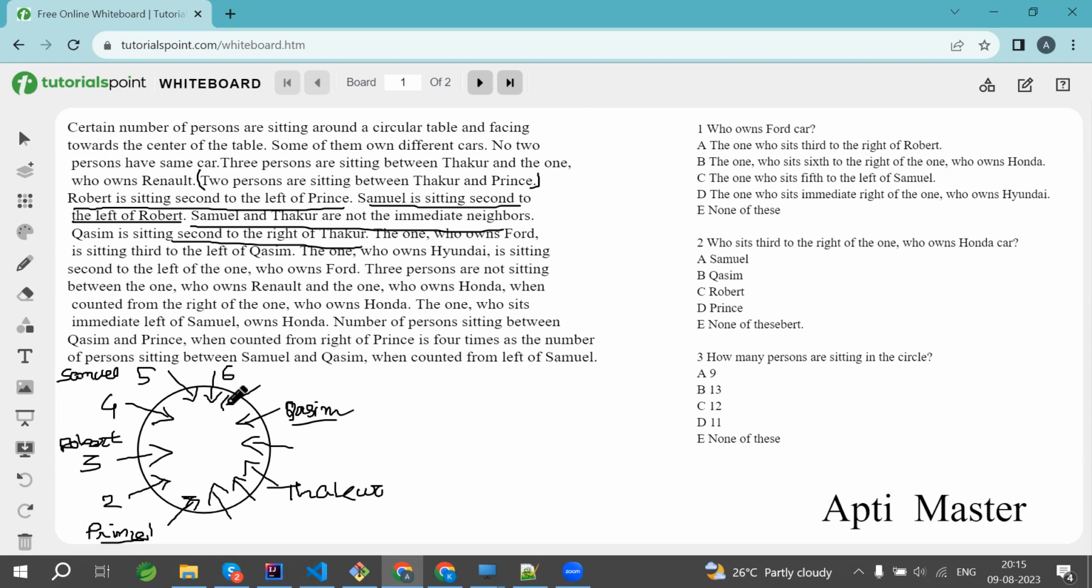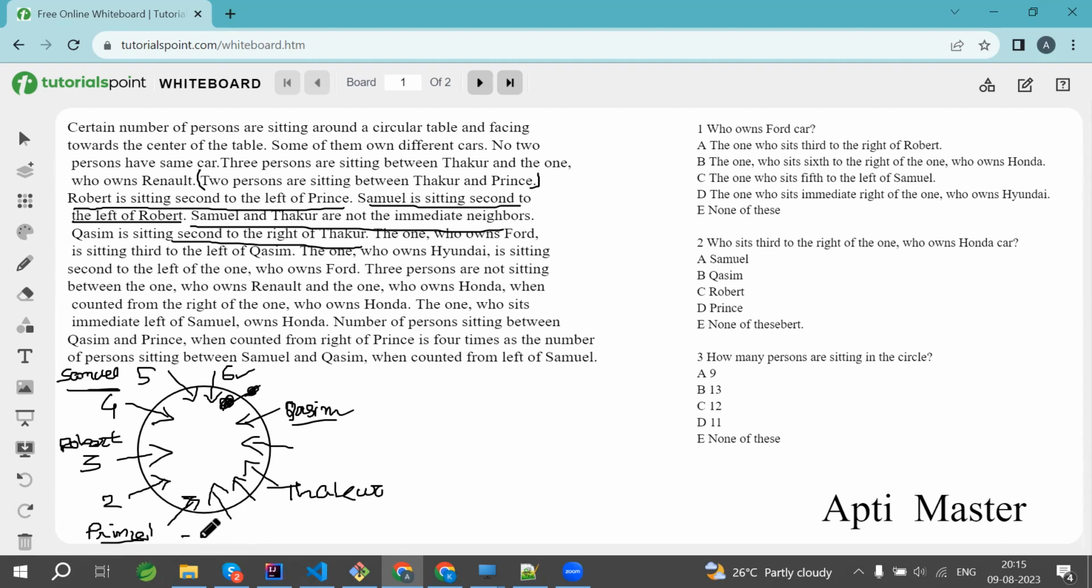So this will be, means there will be no people between this. Okay. So this will be 6, means just see that. So from Samuel, when it is counted, its left position, only one person will be there. And if I count according to Prince's right position, then it will be 4 people, right?